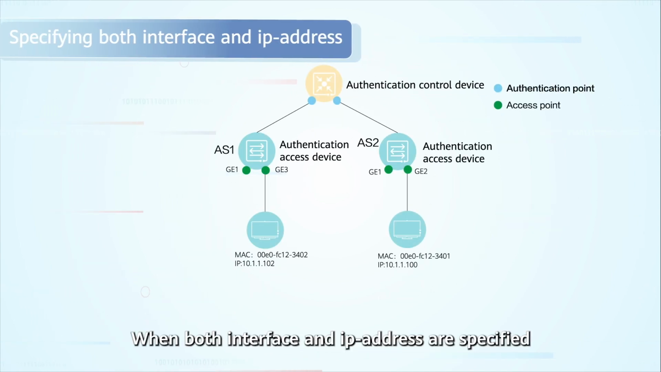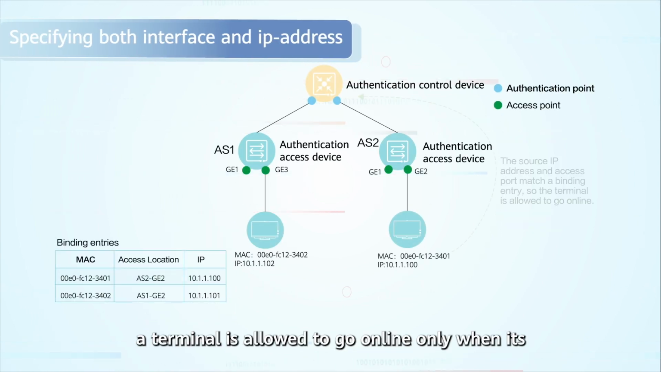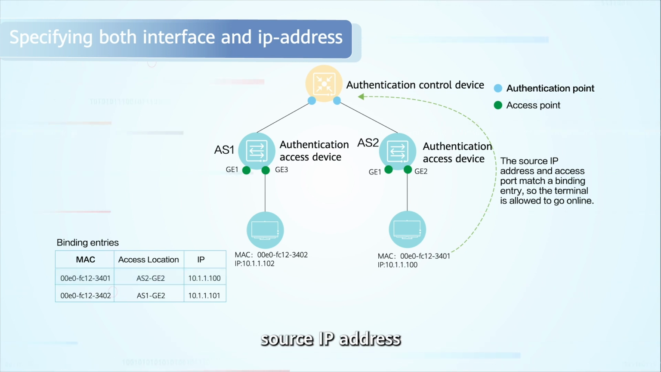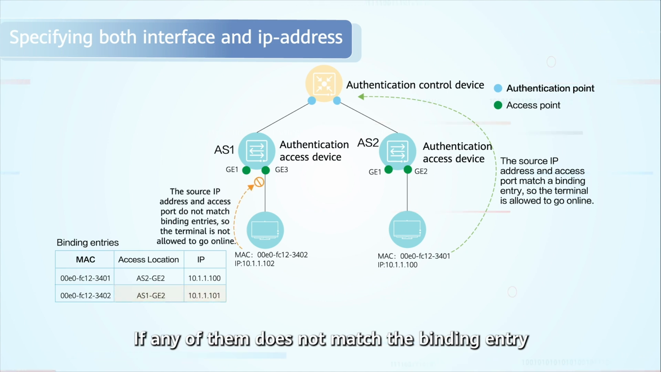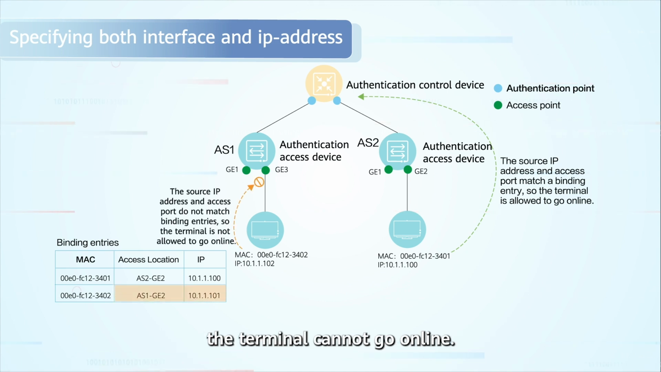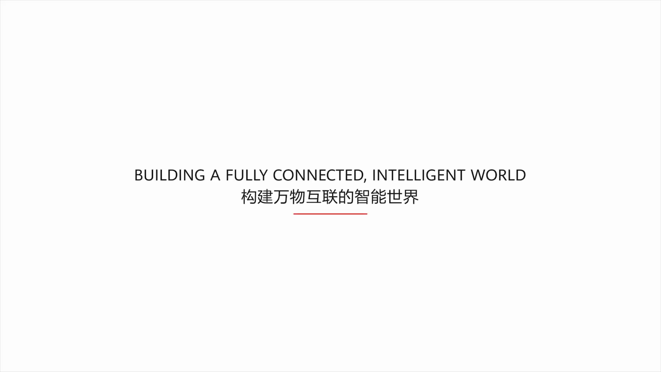When both interface and IP address are specified, a terminal is allowed to go online only when its source MAC address, source IP address, and access port match a binding entry. If any of them does not match the binding entry, the terminal cannot go online.